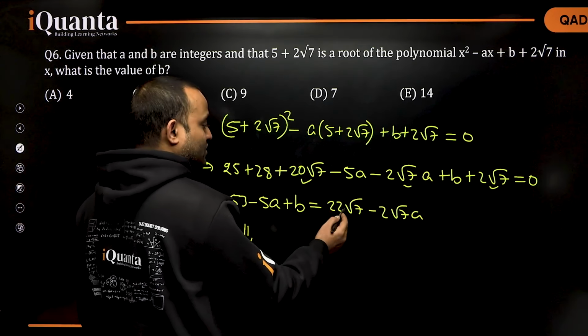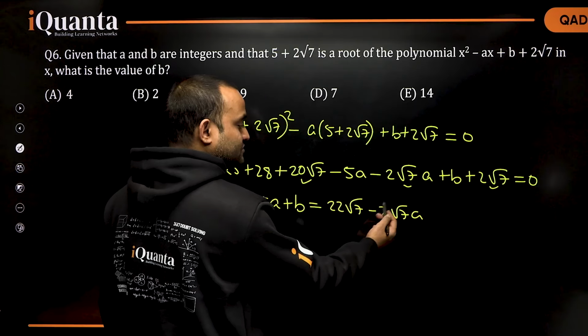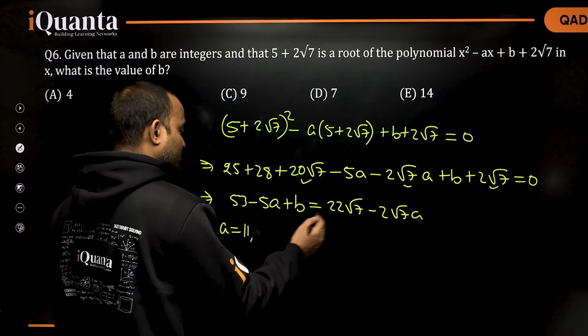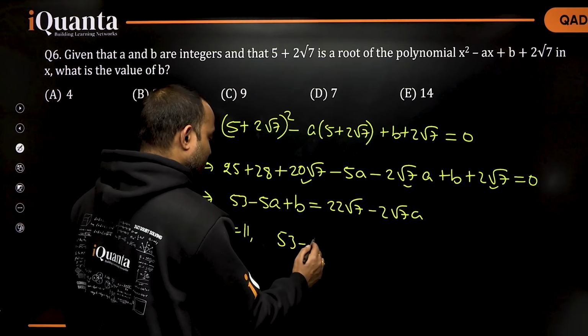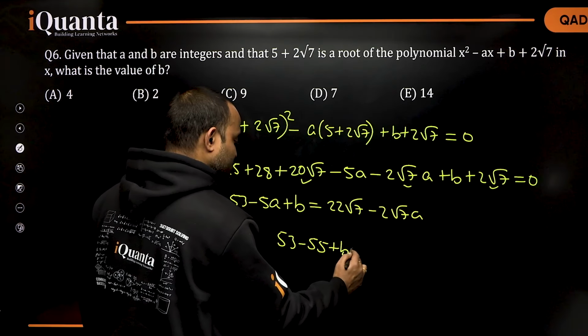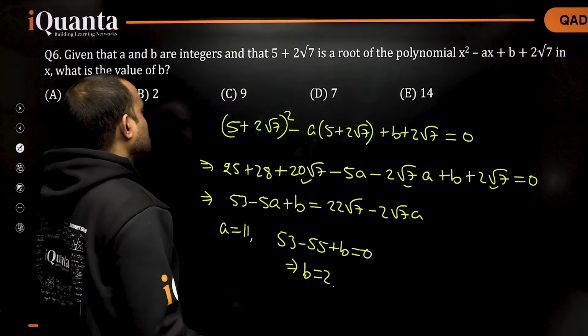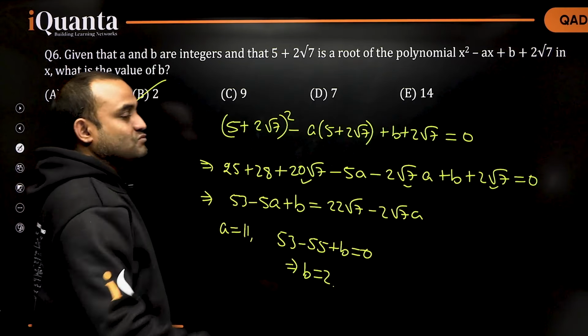If a is equal to 11, this will become 22 root 7, this will also become 22 root 7. If a is equal to 11, this should be equal to 0. So 53 minus 55 plus b should be equal to 0, or b should be equal to 2. And our answer is option B.